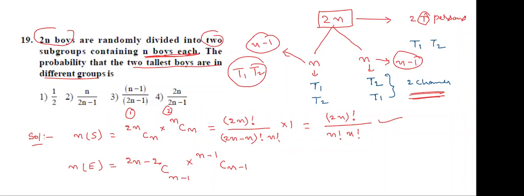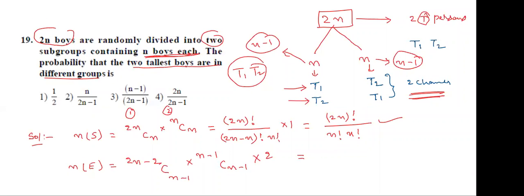Now the two tallest persons are in different groups. First group T1, second group T2, or first group T2, second group T1. These two people we can arrange later, no problem. First, out of 2n minus 2 students, one group gets n minus 1, and the second group gets n minus 1. Now these two persons can be arranged in two ways. How? This is the first way, T1, T2. This is the second way, T2, T1.